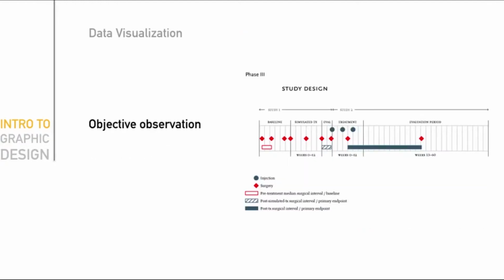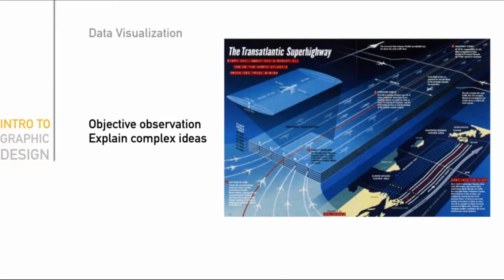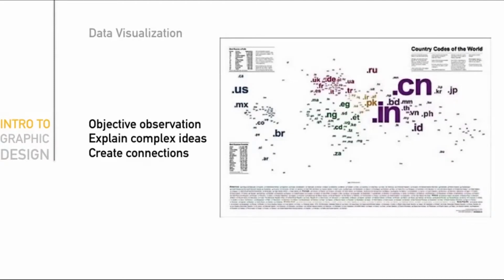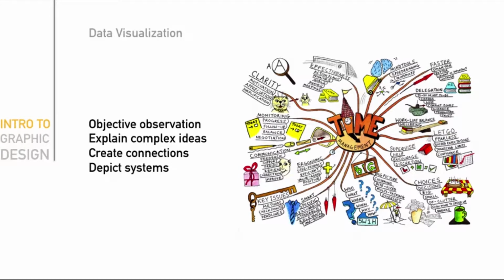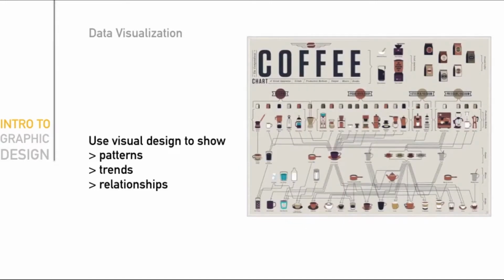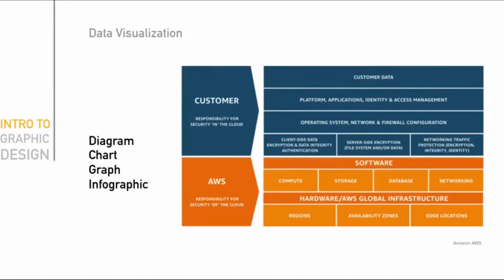We use graphics in data visualization to objectively present what's been observed. We use it to explain complex ideas. We use it to understand how things are connected. We use it to explain and illustrate systems, especially if systems are fairly complex. We use it to show patterns, trends, and relationships between things. Data visualization will take the physical form of a diagram, a chart, an infographic, or a graph of some sort.